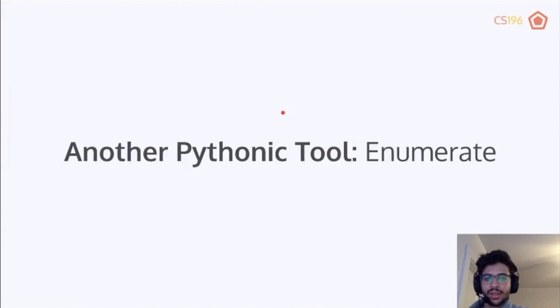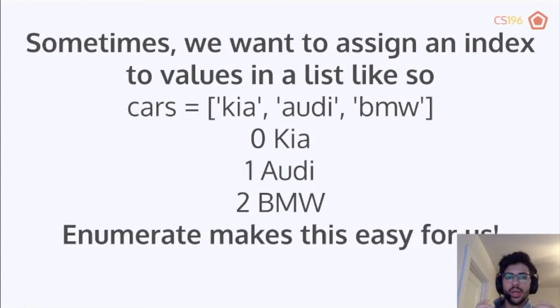So let's continue. Another Pythonic tool is enumerate. What enumerate allows us to do is, sometimes we want to assign an index to values in a list, and this is what enumerate allows us to do. So let's say we have a list that has values such as cars: Kia, Audi, and BMW. Let's say I want to have access to the indices and I want to assign every single one of these values an index, we can use enumerate. What this looks like would be 0 Kia, 1 Audi, and 2 BMW.